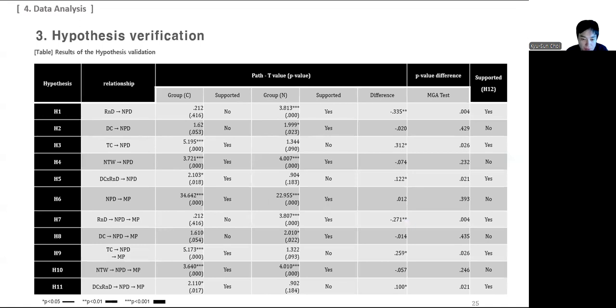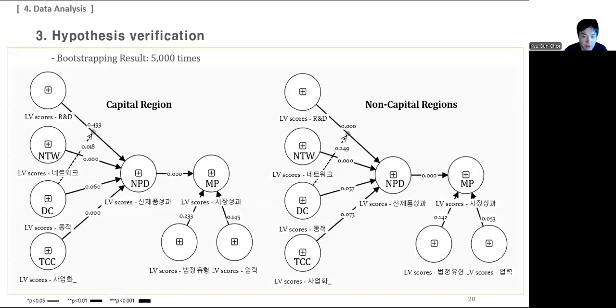Okay, let's go through the hypothesis verification results for capital and non-capital regions. In the capital region, DC and NC significantly impact MPD, while R&D and TCC do so in non-capital regions, whereas the mediating effects of MPD vary by region. So I can say that regional context is crucial in understanding the influence of capabilities on MPD and market performance.